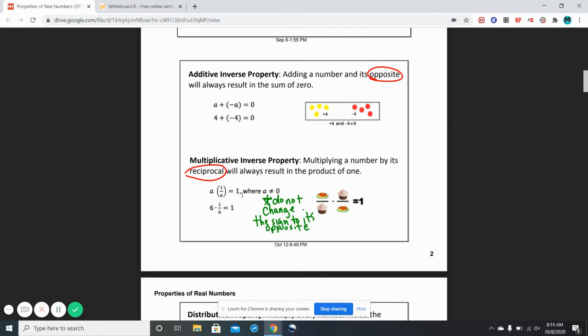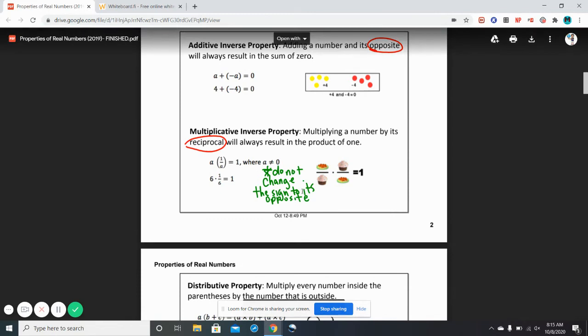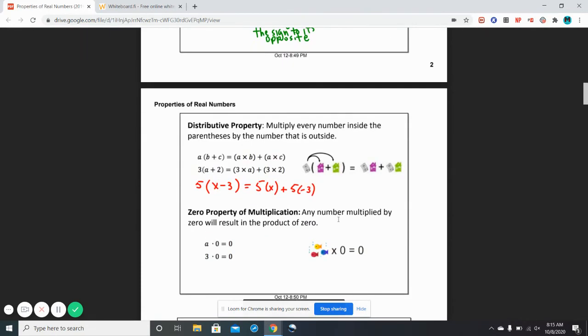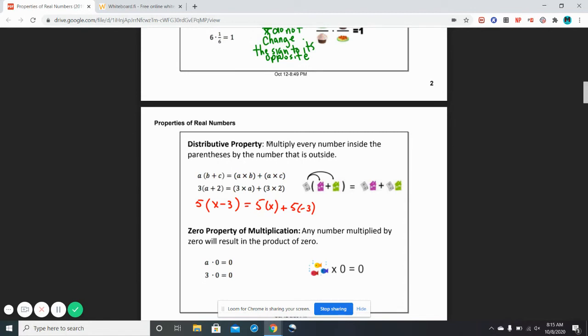Then we have the multiplicative inverse property. So you're going to be multiplying by its reciprocal. The reciprocal of a whole number would be 1 over that number. That whole number would be the denominator. So, for example, 6 times 1 over 6 would get you to 1, and you do not change the sign to its opposite. And then finally, we have the final one, the distributive property. When you distribute, multiply every number inside the parentheses by the number that is outside.